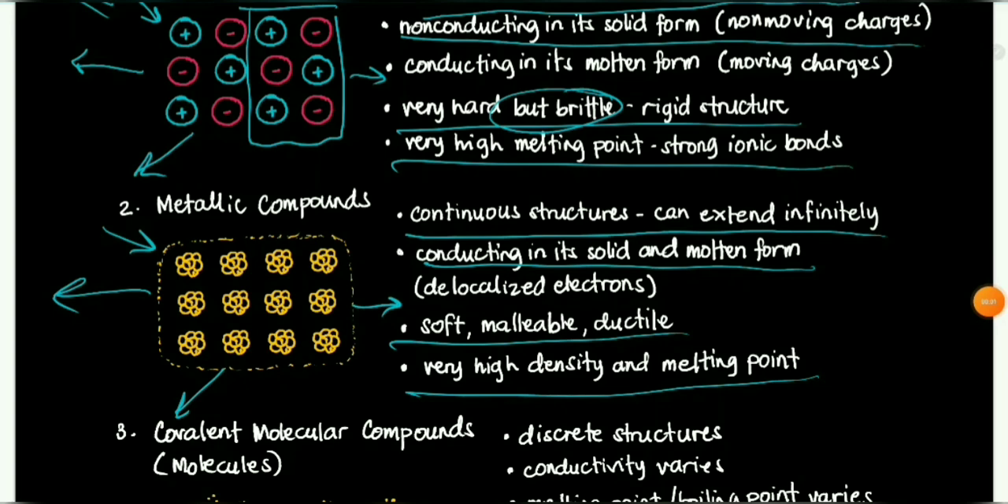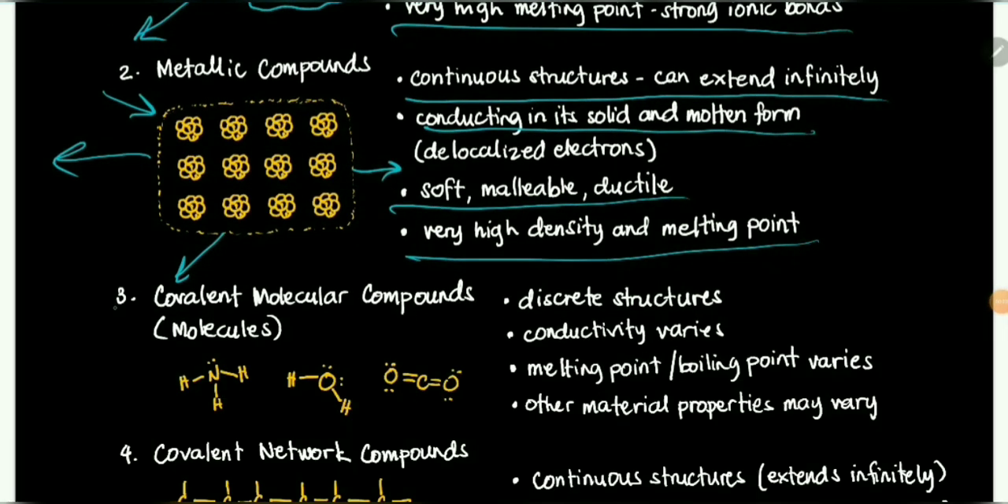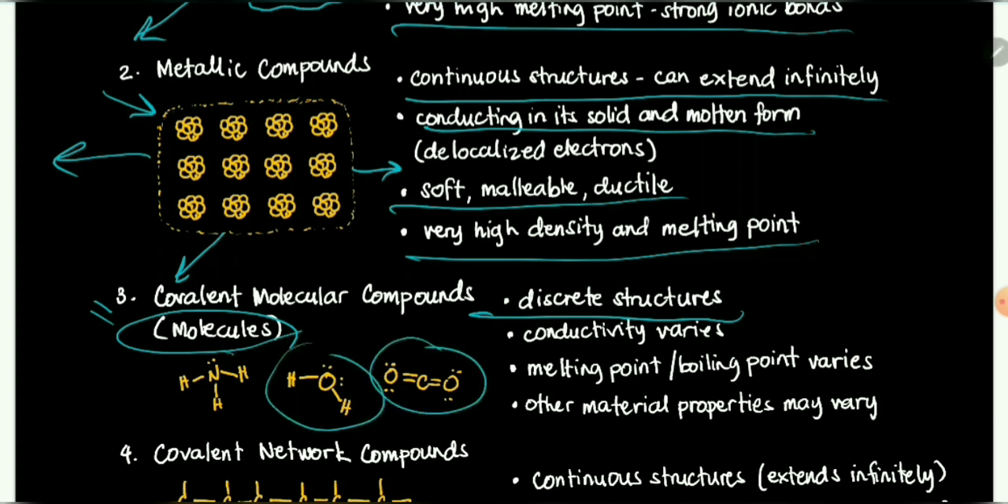Okay? So, proceed naman tayo dun sa covalent molecular compounds or the so-called molecules. Ito actually yung tinatawag nating molecules. Okay? So, covalent molecular compounds are discrete structures. Ibig sabihin, nag-exist sila independently. Hindi sila pwedeng ma-extend. Okay? Tulad ng CO2, water, and ammonia. So, meron silang mga discrete structures na hindi nagpo-form ng continuous lattice like yung inyong ionic compounds and metallic compounds.